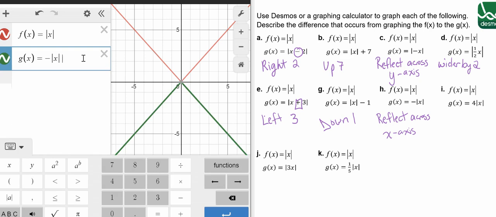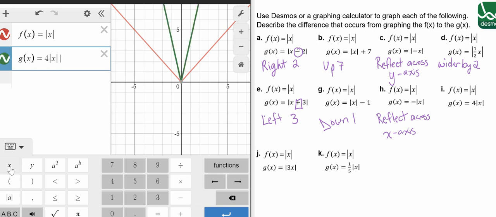Let's take a look at letter I. So here we're going to be multiplying by a 4, but it's not on the inside with the x. So which direction do we think this might go? So 4 times the absolute value of x. And look at that. Instead of getting wider, it got narrower. And so we're going to go ahead and write down narrower by 4.